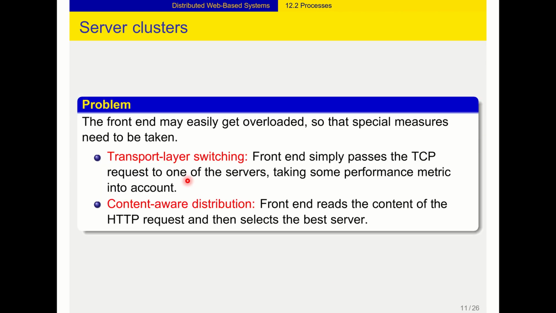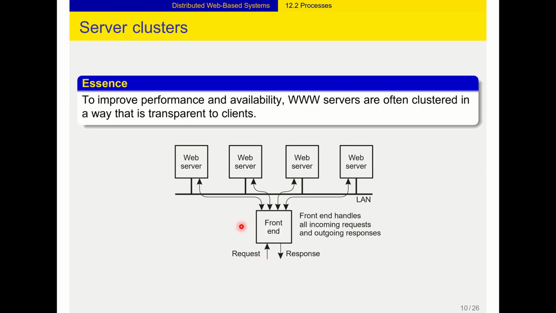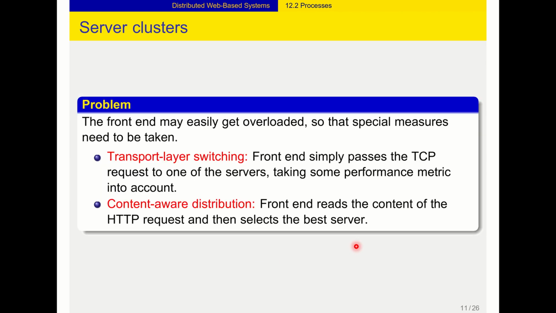But now the front end may easily get overloaded, so special measures need to be taken. Why overloaded? Because all of your requests go through the front end, and the front end needs to process each request to assign it to which replica, which web server. So special measures need to be taken. There are two methods: the first one is transport layer switching, and the second is content aware switching.